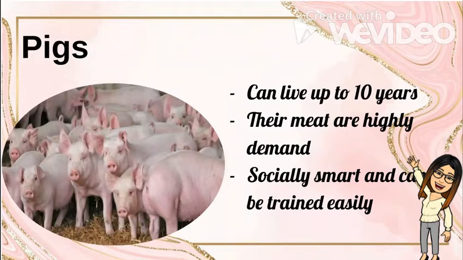They are socially smart and can be trained. They are very understanding, and they also understand the body language of people, and we can easily train them because they are smart.